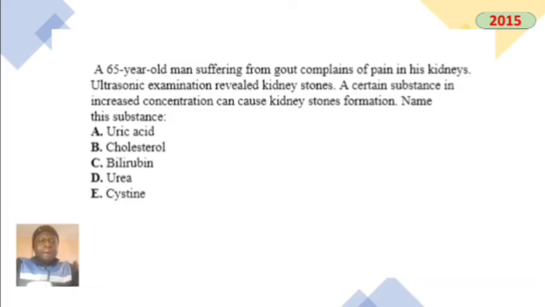Decarboxylation. A 65-year-old man suffering from gout complains of pain in his kidneys. Ultrasonic examination reveals kidney stones. A certain substance in increased concentration can cause kidney stone formation. Name the substance, right? This patient has gout. So I say the patient who has gout has increased amount of uric acid, right? From degradation of purines. So the answer is just simple here. It's uric acid.